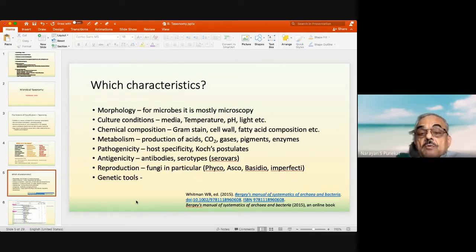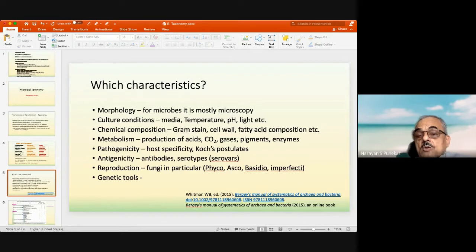And obviously it has evolved into many versions, and today there are probably more than 8th or 10th or 12th editions, and the 2015 edition is actually Bergey's Manual of Systematics of Archaea and Bacteria. So I have shared this with you. It has both an online copy, an e-book, as well as a hard copy.